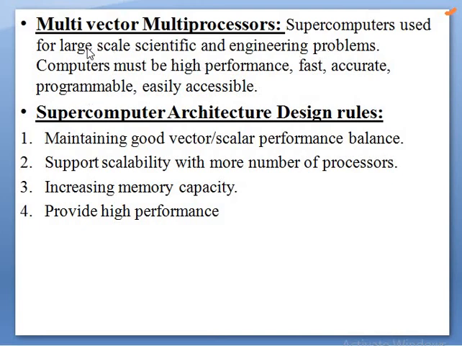In such situations we should have a high performance computer. It should be very fast and accurate with the result, and the computer should support us in modifying the programs, and they should be easily accessible. All these parameters make a multiprocessor. Okay. So what are the architectural design rules we follow when we design a supercomputer?